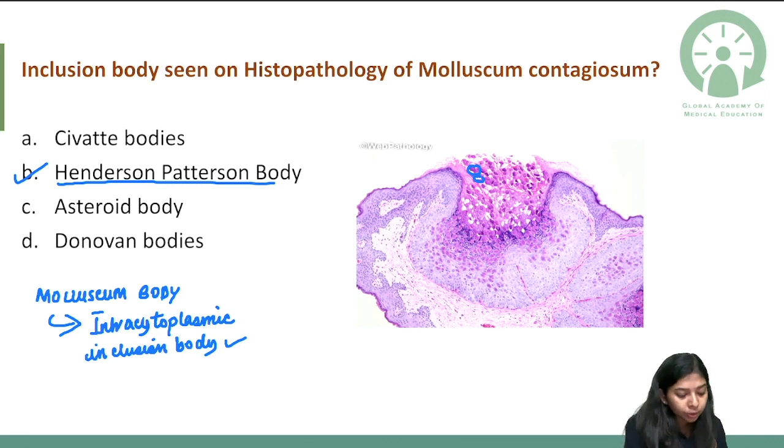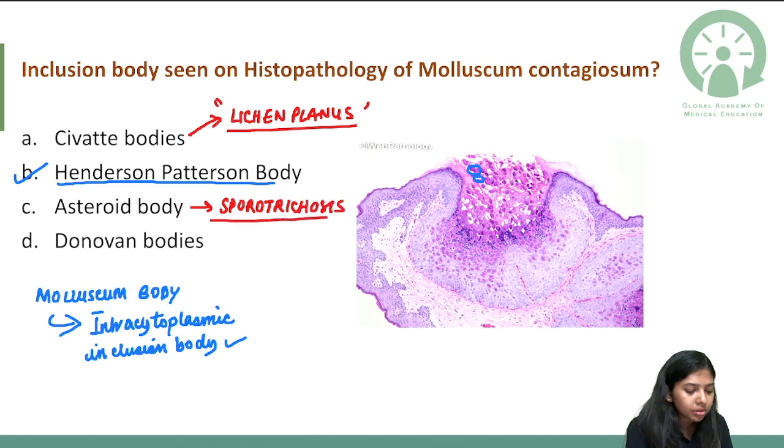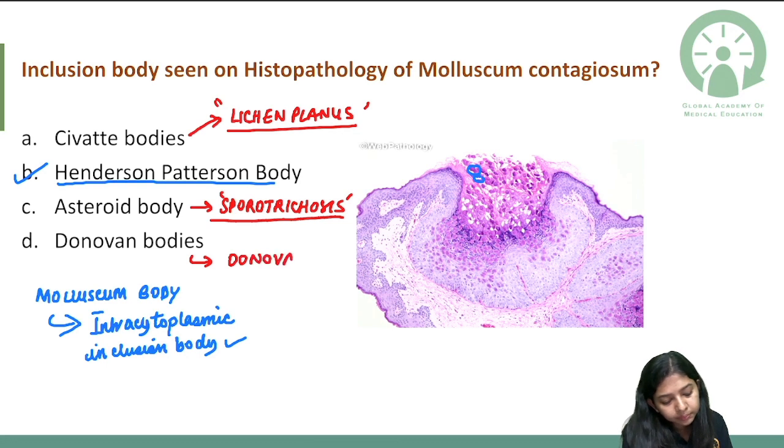Now let's look at the other options. Where do you get CVAD bodies? You get it in lichen planus. What are these? These are apoptotic keratinocytes that have gone from stratum basale to the dermis. So these are apoptotic keratinocytes, so it's called as CVAD bodies. Asteroid bodies you get in sporotrichosis. Okay, and Donovan bodies you get in donovanosis.